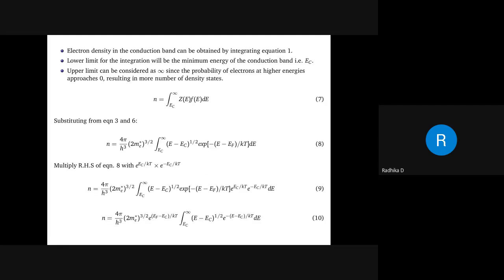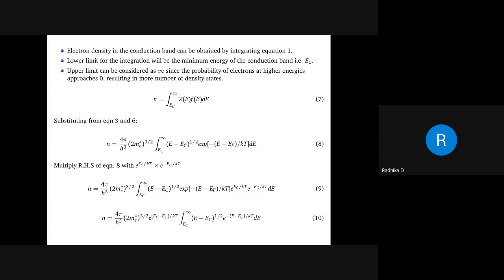Until the previous class, you were told this is the expression for density of states. You rewrote it in terms of kinetic energy, that is E minus EC. Then you had the probability function, and you took the approximation that we are talking only about the conduction band, so all energy levels are above the Fermi energy level. So you got an approximation for f of E.